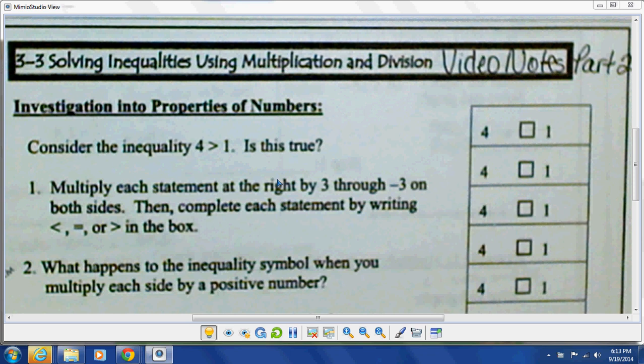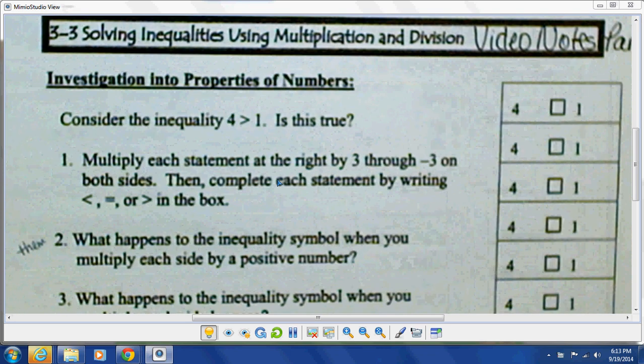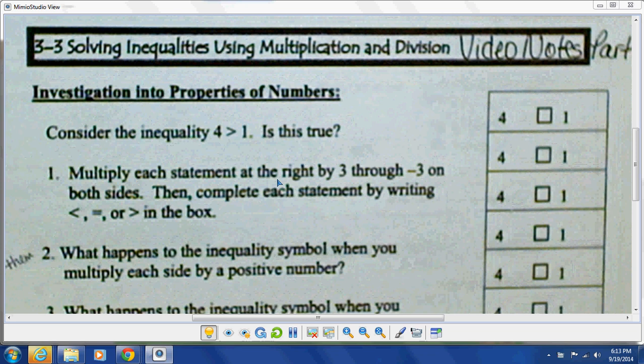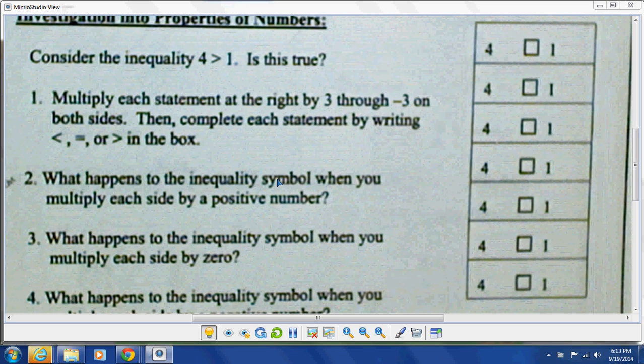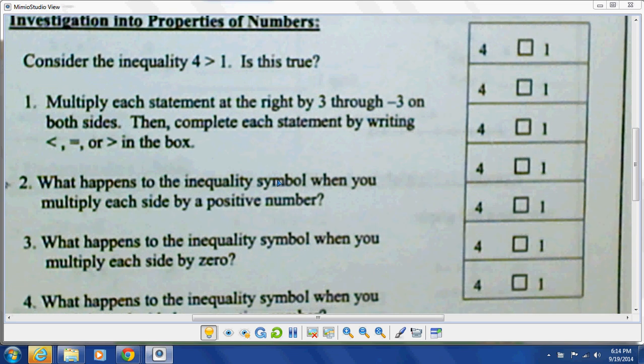Alright, boys and girls, we're back to do video notes 10 part 2, which is solving multiplication and addition inequalities, or multiplying and dividing inequalities. Now we're going to start this video off with a little investigation of properties. So I'm going to do number 1 with you to get it set up for you. Then you're going to make an observation based off of what I just set up with you. That should help you to kind of understand or figure out what's going to be going on.